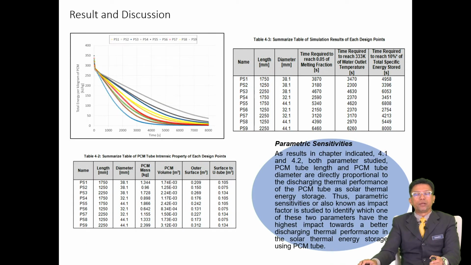As a result from the simulation, both parameters studied, PCM tube length and PCM tube diameter, are directly proportional to the discharging thermal performance of the PCM tube as a solar thermal energy storage. Thus, parametric sensitivity, also known as impact factor, is studied to identify which of these two parameters has the highest impact towards a better discharging thermal performance in the solar energy storage using PCM tube.